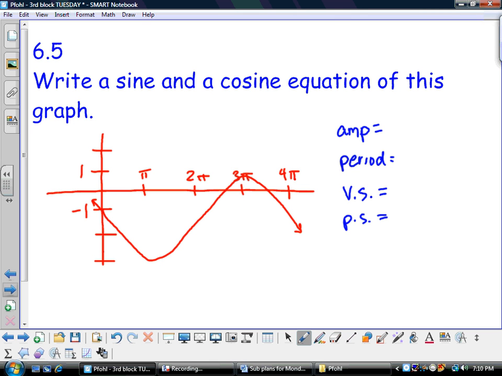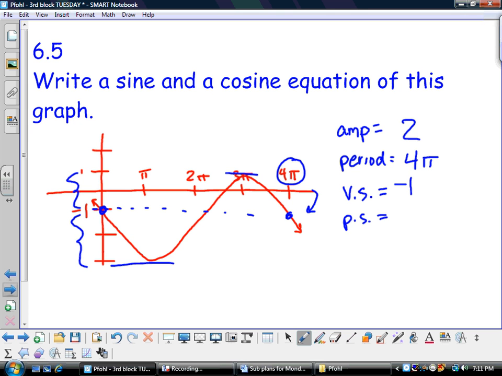Whether it's a sine equation or a cosine equation, the amplitude is still the distance from the middle up to the top, or from the middle down to the bottom. And in either case, the amplitude is 2. The period of this graph, how long it takes to complete one entire cycle, is 4 pi. The vertical shift has to do with the midline. This graph has been shifted down 1, so it has a vertical shift of -1.